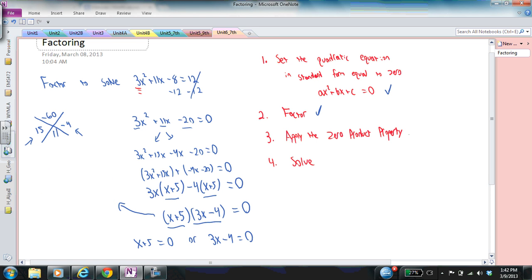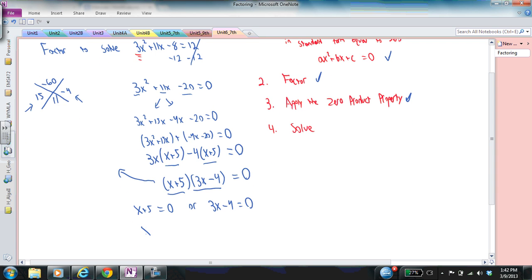Anyway, we were applying the zero product property. We did that. Now we got to solve. So in this equation, I get x equals negative 5 when I subtract 5 from both sides. In this one, I'll get x equals 4/3 when I add 4 to both sides and then divide by 3 on both sides to solve that equation. So x equals negative 5 or 4/3.